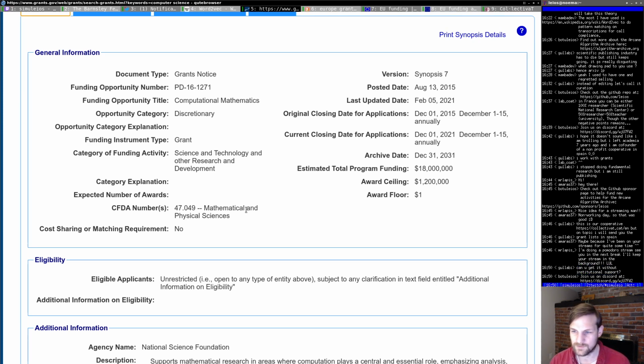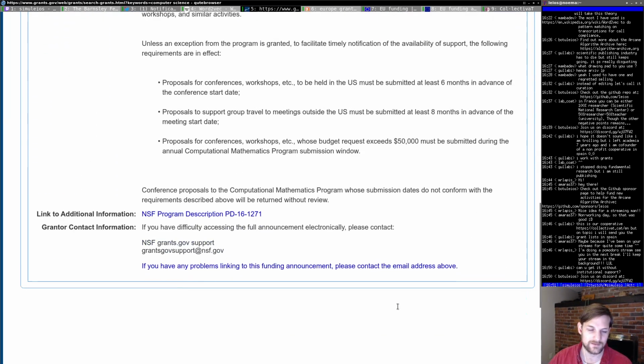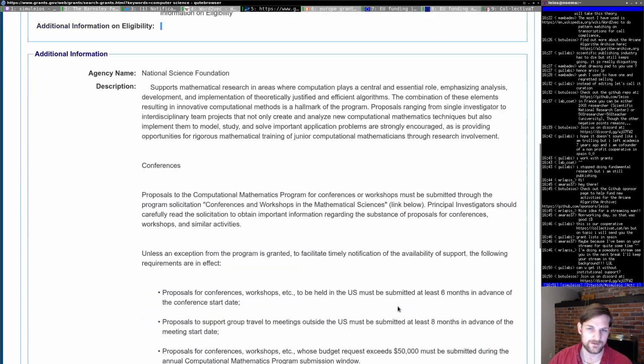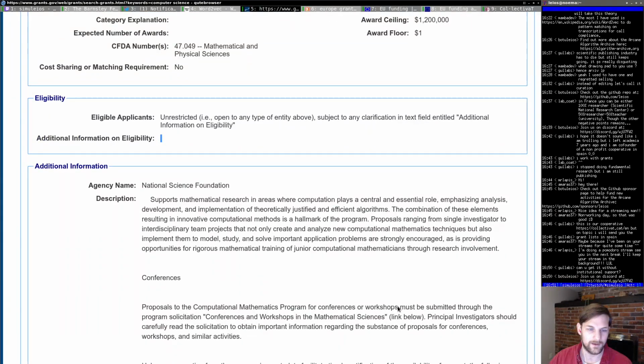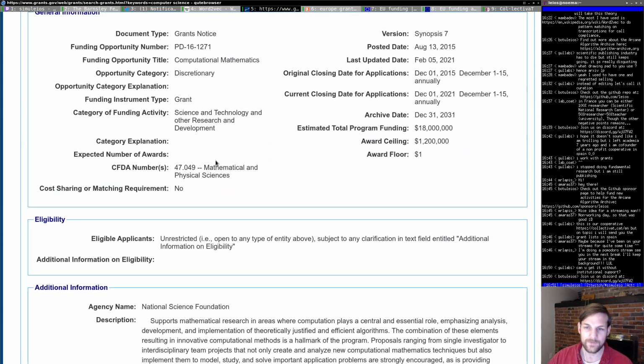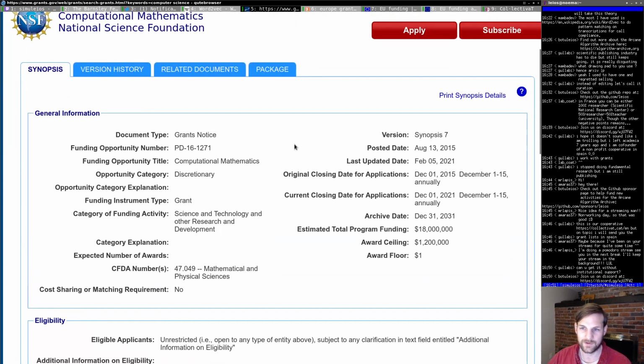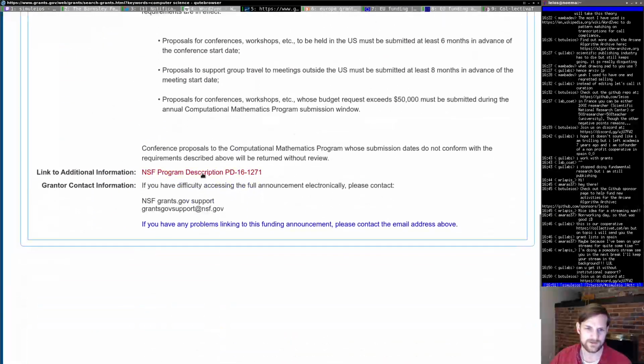Can you get it without institutional support? It says unrestricted. Subject to any clarification in text field title additional information. Let's take a look at additional information. Where is that? There's no additional information. It's right here. So it does say unrestricted. But this is something that you'd expect only tenured researchers apply for. So I do find it a bit weird that we're available to apply for it anyway. But let me just see what it says. You know, why not?